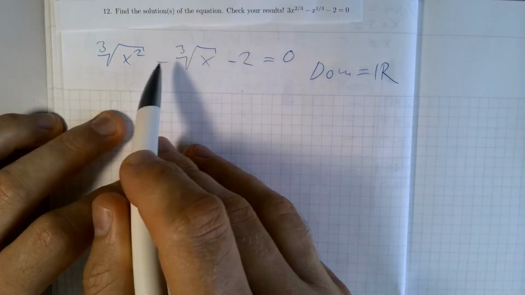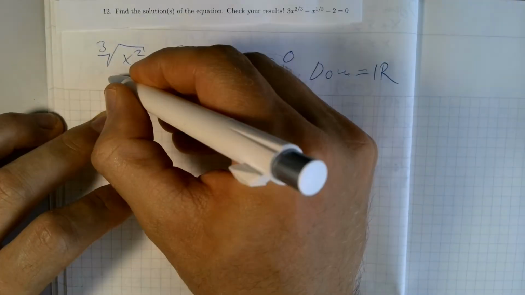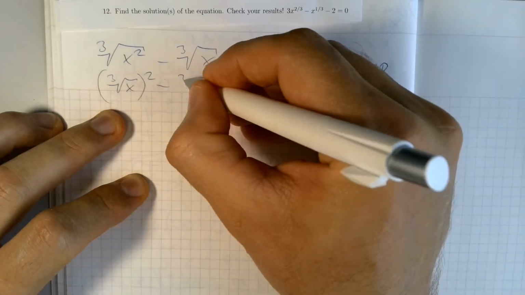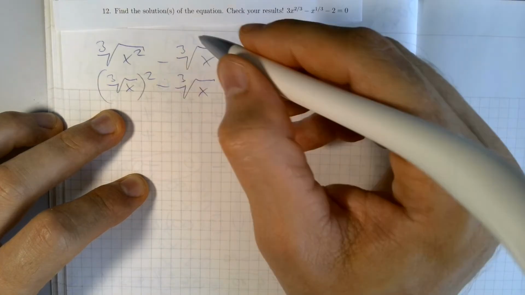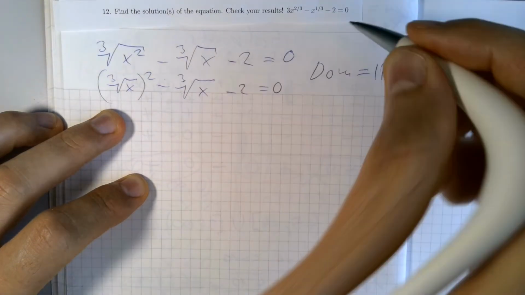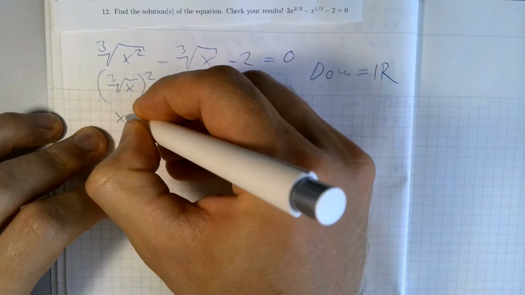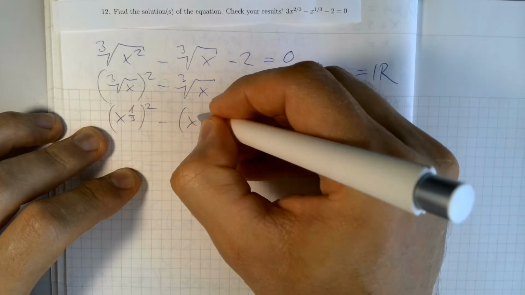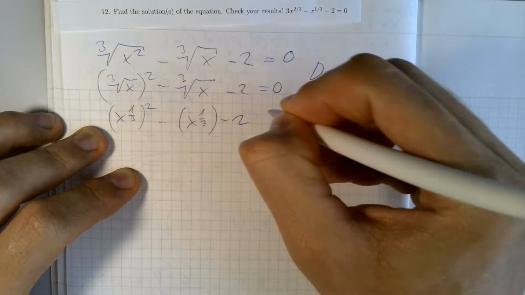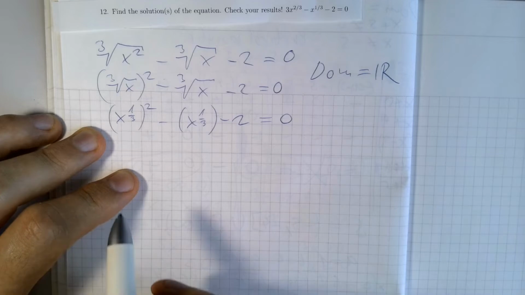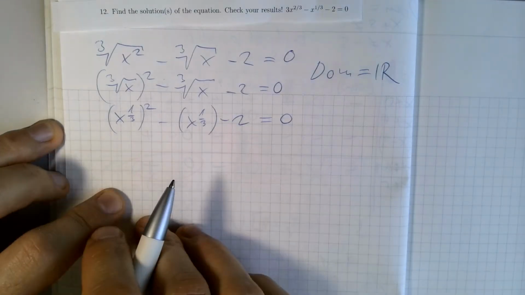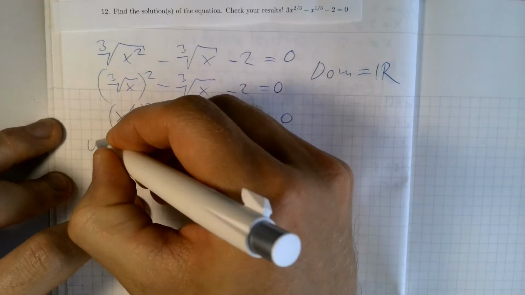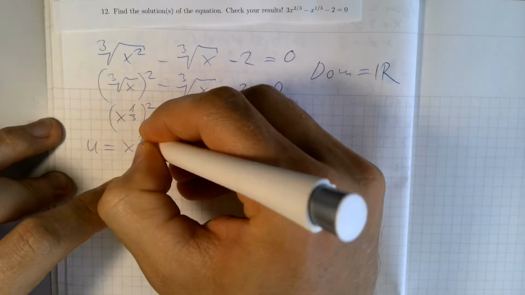And this is of course quite ugly looking, but if you write it like this, or, well, you can even write it as 3 times x to the power 2/3 minus x to the power 1/3 minus 2 equals 0. Then you see that if you squint at it, oh, this is a quadratic. So we don't like this x to the power 1/3, so we can put it into a new variable. So u equals x to the power 1/3.